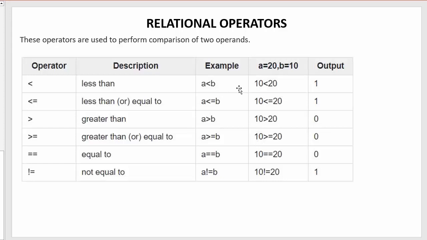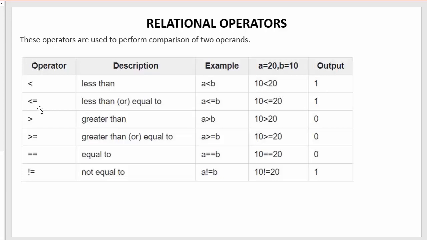Okay, so now let us test it out. I have given a value of 10 to A and a value of 20 stored inside B. Now, 10 is less than 20. A is less than B means 10 is less than 20. Yes, 10 is less than 20. That's why we will get the output as 1. Since the condition becomes true, we get the output as 1.